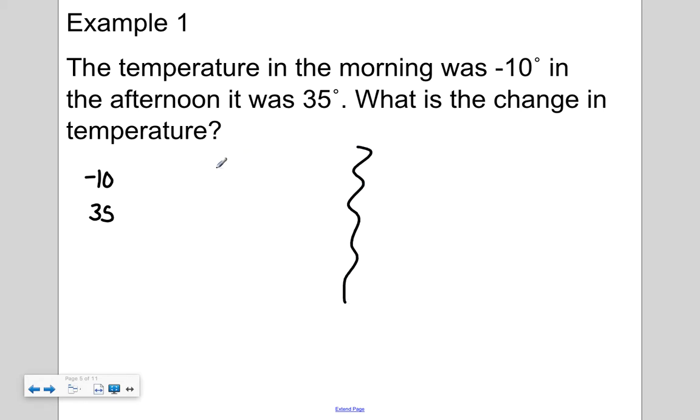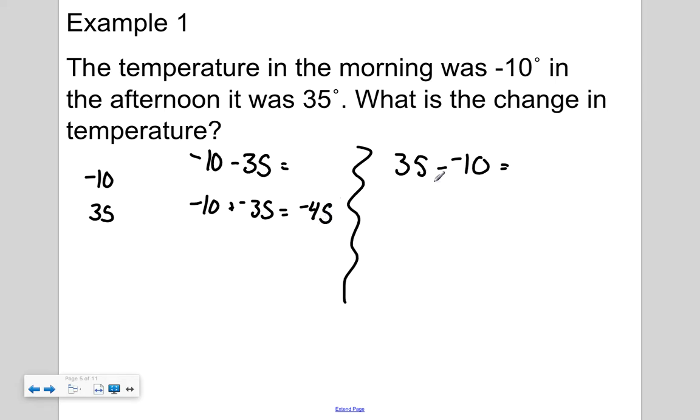One of them is going to be negative 10 minus 35. The other one is going to be 35 minus negative 10. Only one of these number sentences is going to be correct. So we're going to do a little bit of guess and check to see which one is correct. I'm going to solve both of these. Negative 10 minus 35 is the same thing as negative 10 plus negative 35, which is negative 45. And for 35 minus negative 10, or 35 plus 10, that's positive 45. Now we look back into our problem.